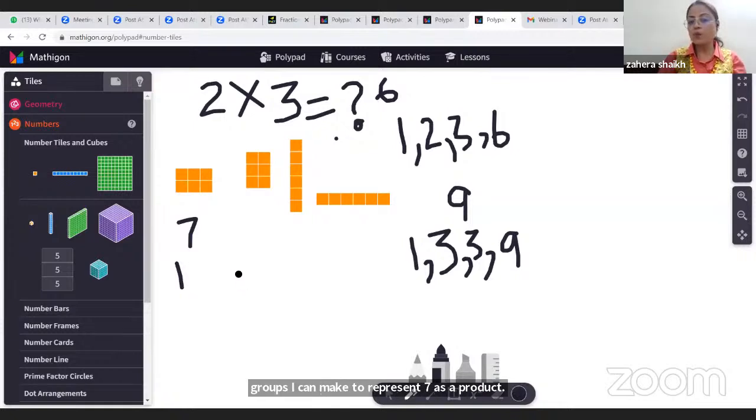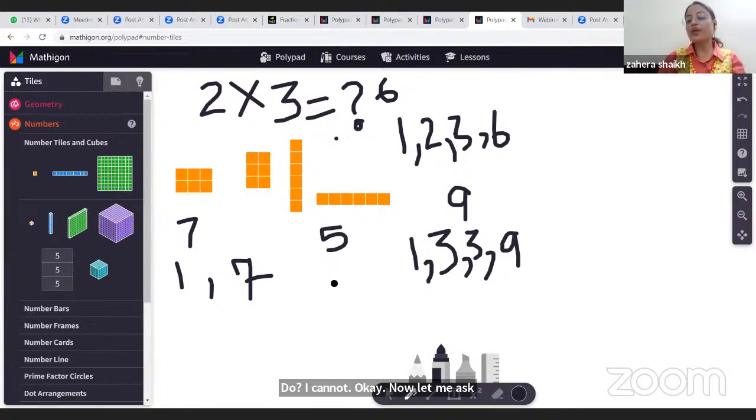So if I have one group of 7, I can make 7, right? Or 7 groups of 1. Do I have any other combination, or can I make any other rectangle with another number? No, I cannot. Okay.